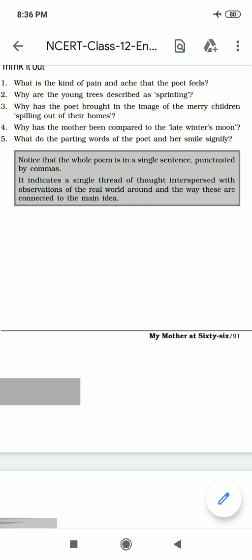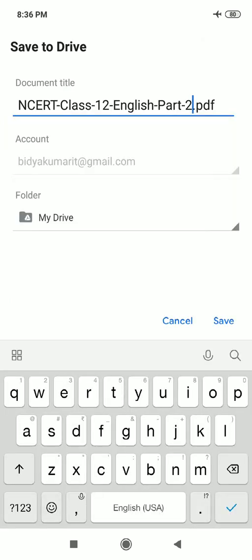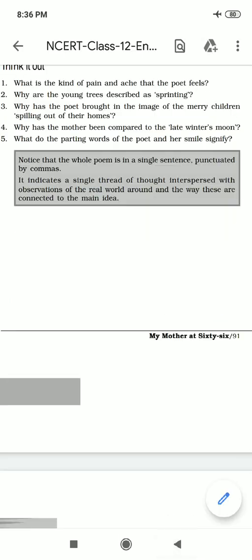Finally, number 5. What do the parting words of the poet and her smile signify? So what were the parting words of the poet? "See you soon, Amma." And she just smiled and smiled and smiled. So what is the significance of the parting words of the poet? The poet was undergoing fear inside her, that she was not hopeful whether she would be able to see her mother alive when she comes to meet her mother next time.